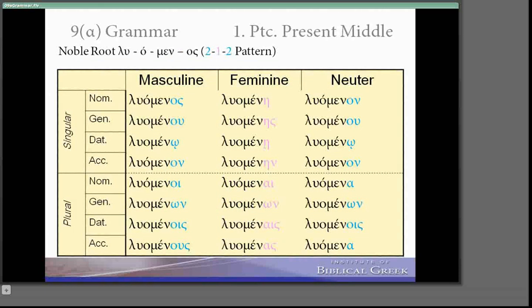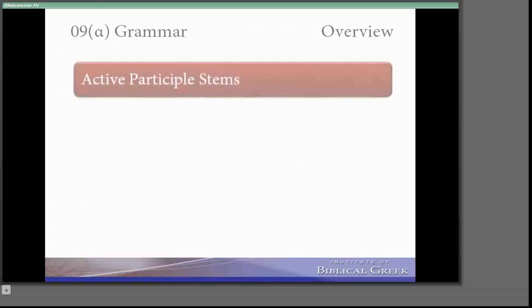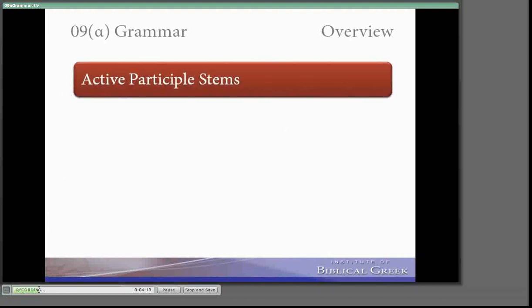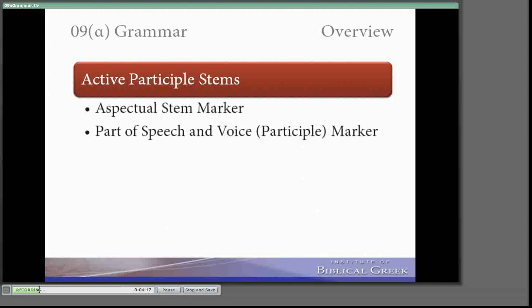Notice I have the second declension, the masculine neuter forms in blue, and the first declension in pink. The whole chart is yellow, because when I show you a verb mood chart, I'm going to have different colors for different moods. The indicative will be white and the participles will be yellow. Now let's look at active participle stems. Active participle stems, just like their passive counterpart, will have an aspectual stem marker. In this case, we're looking at present or imperfect participles, so o is our aspectual stem marker. And then our part of speech marker, telling us it's a participle, is nt, telling us also that it's active. It distinguishes active from passive, men being the middle passive, and nt being the active participle stem. Then connecting on that, we will have our case endings.